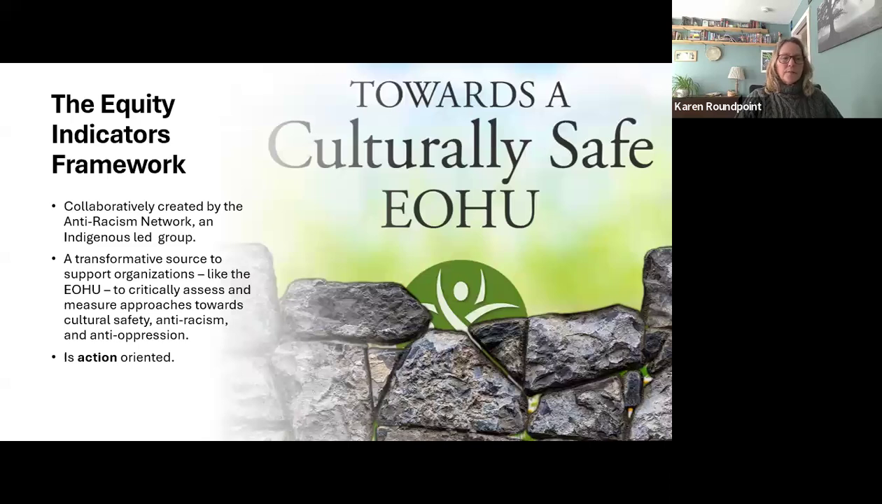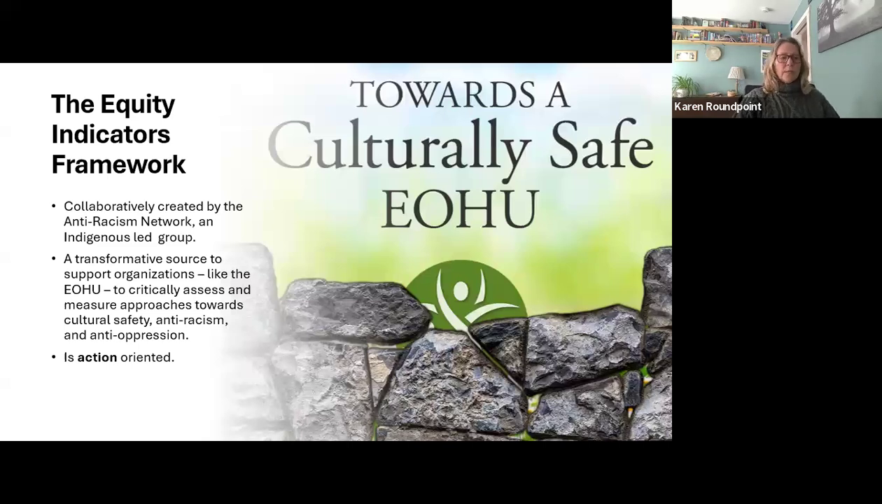This framework is identified as a transformative source to support organizations such as public health units, provincial governments, and organizations in critically assessing and measuring approaches toward cultural safety, anti-racism, anti-oppressive methodology. It applies this methodology to expose uneven power dynamics between the groups and the structures that sustain them. It is evergreen. It centers on action rather than awareness.